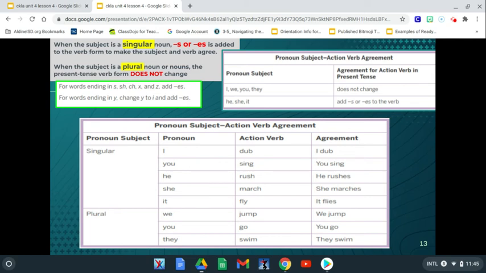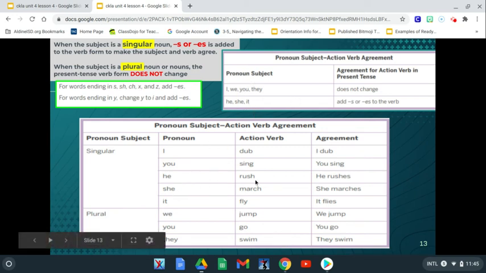For example, you have your pronoun subject agreement table. So you have your singular pronouns. I, you, he, she, it, we, right? No, I'm sorry, you guys. It's I, you, he, she, or it. And then your action verbs attached to that are dub, sing, rush, march, fly, right? Remember over here it says I, we, you, or they, the verb does not change. So you would say I dub. You is one of those pronoun subjects where you do not change the verb. So it says you sing.